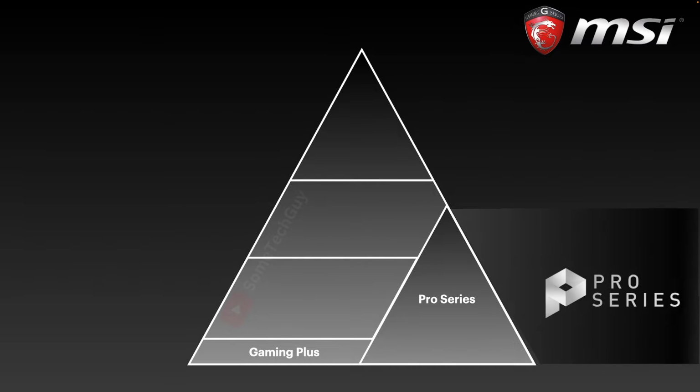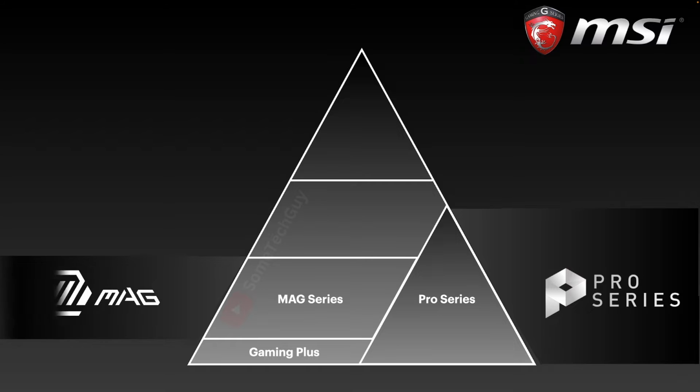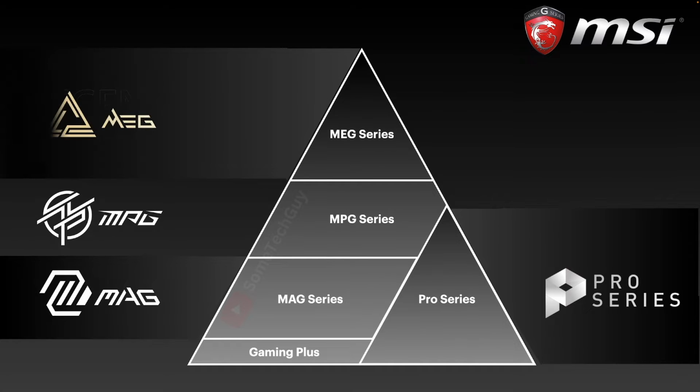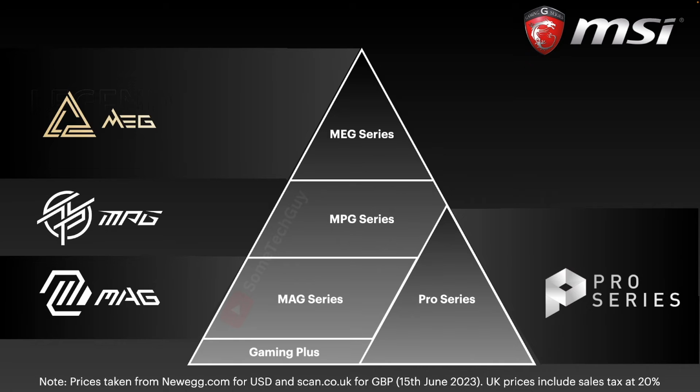MSI segments their boards into 3 main gaming categories, as well as a pro range. For this example, we will pick boards from each of their gaming categories ranging from their lower price MAG range to their top of the line MEG Godlike board. First of all, we notice that the B760 board is really primarily only available in their MAG lineup, and we are picking the B760 Tomahawk Wi-Fi board priced at $190 currently on Newegg, discounted from about $210.